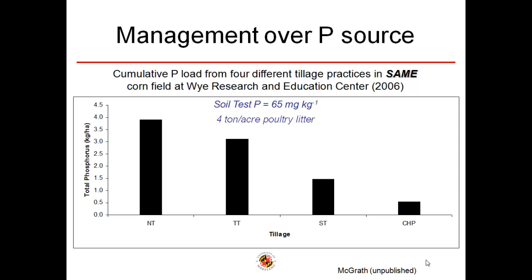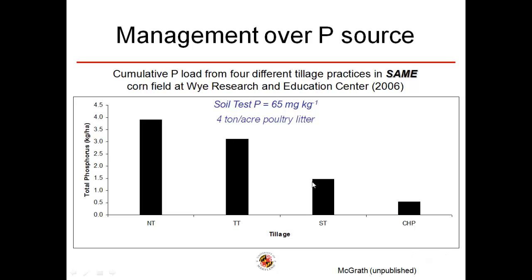Management over phosphorus source. Again, why do we use the phosphorus management tool or the P index? Because management probably plays the largest role in controlling phosphorus loss. It's not necessarily the amount of phosphorus applied. It's not necessarily the soil test P. The transport is a big factor, and managing the source and the transport through the decisions we make in phosphorus management is huge. So here's a study, 2006 data, and this is cumulative phosphorus load from 4 different tillage practices at the Wye Research Center over on the Eastern Shore.